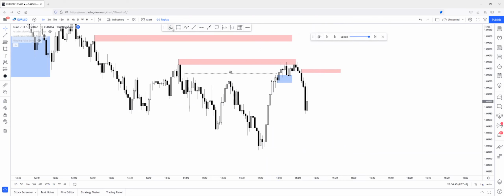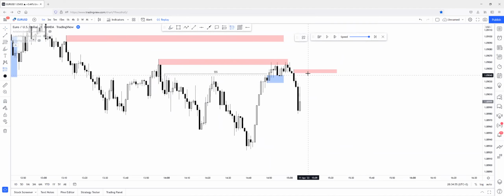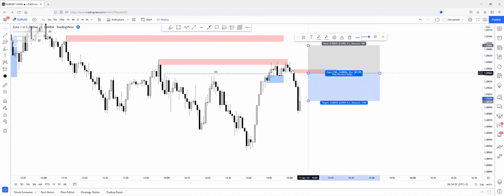So the inefficient push, inefficient change of character and flip has started from this supply zone up here, which is a pretty small supply zone in this case, but still a supply zone. I would freely set a limit order on this supply zone, and let me tell you why.